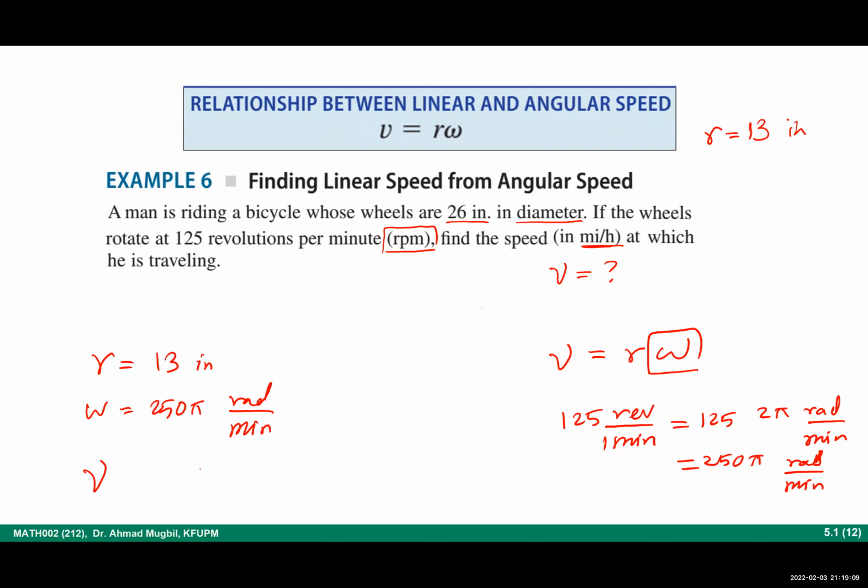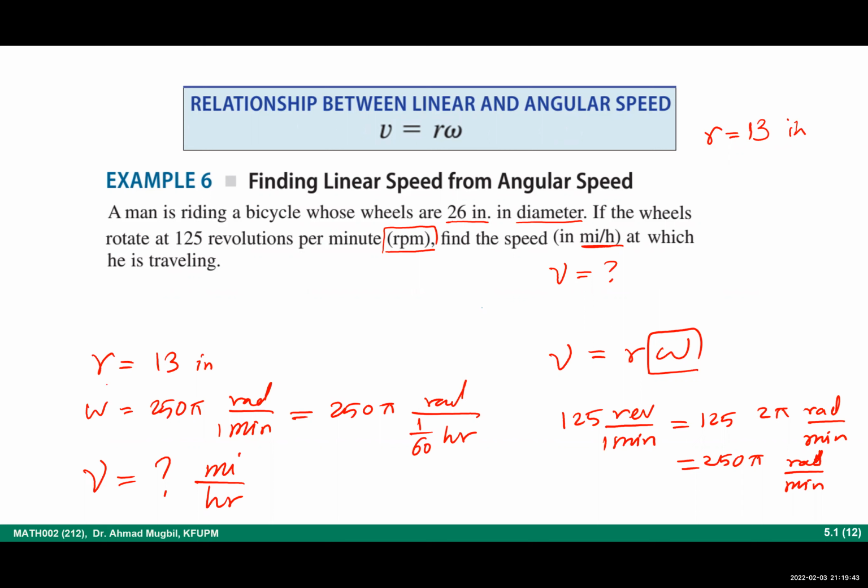And we want the linear speed in miles per hour. The good news is that we will not ask you in the exams or the quizzes to convert miles and feet. But of course, for hours and minutes, you know how to do that. For example, to convert omega, which is 250 pi radian per minute, 1 minute is 1 over 60 hours. So you are done now with the hours.